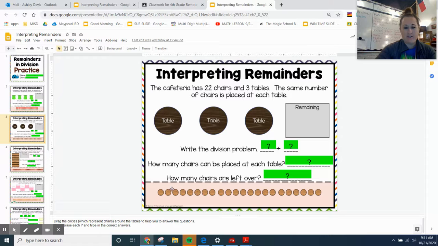Now, if for some reason you're having trouble dragging and dropping, you can do it on scratch paper and then type your information here. That's okay, because I know sometimes it can be tricky to drag and drop. So if you're having trouble, don't stress about that. Do work on the paper and then type your information here.